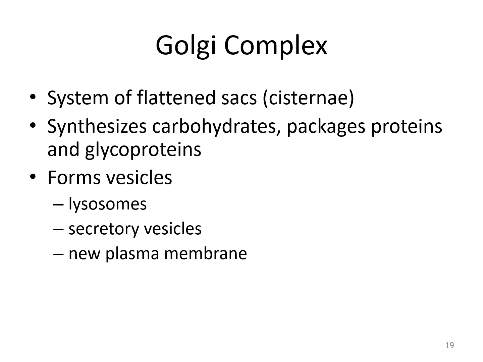The Golgi complex is a system of flattened sacs, cisternae. They synthesize carbohydrates, they package proteins and glycoproteins, which are complexes of carbohydrates and proteins. And they form vesicles. So vesicles include basically like little bubbles of membrane. They include lysosomes, secretory vesicles, so vesicles that will be secreted from the cell, and new plasma membrane.